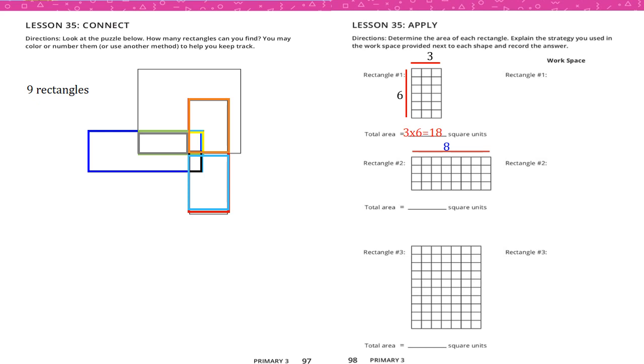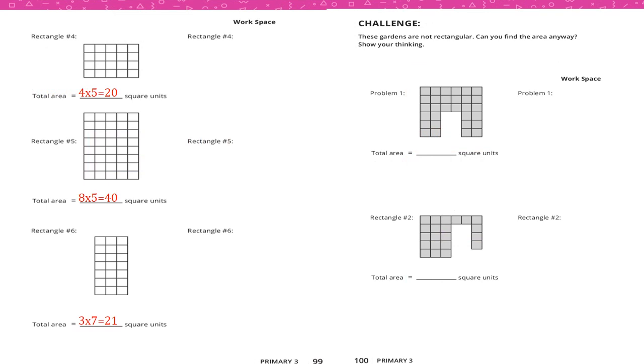Rectangle number 2, as we can see, we have here 8 columns and 4 rows. So 8 times 4 equals 32. The third rectangle, we have 7 columns and 10 rows. So 7 times 10 equals 70. In the same way, we can find rectangle number 4 and number 5 and number 6.